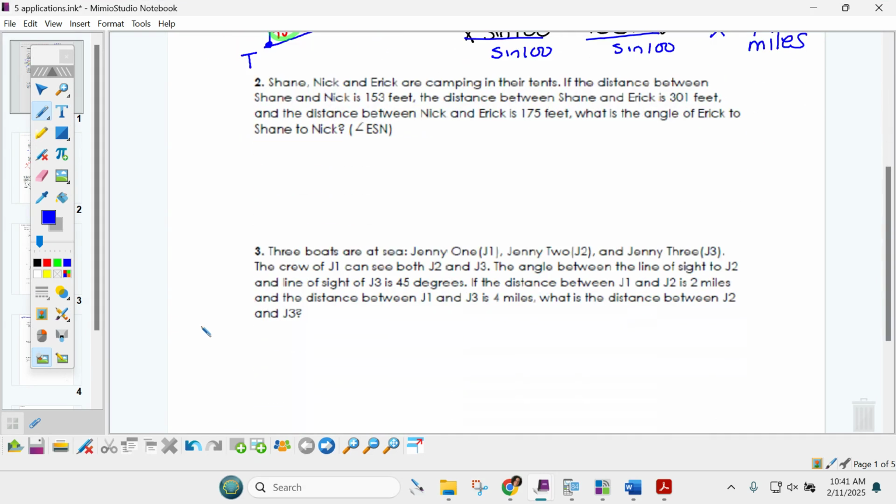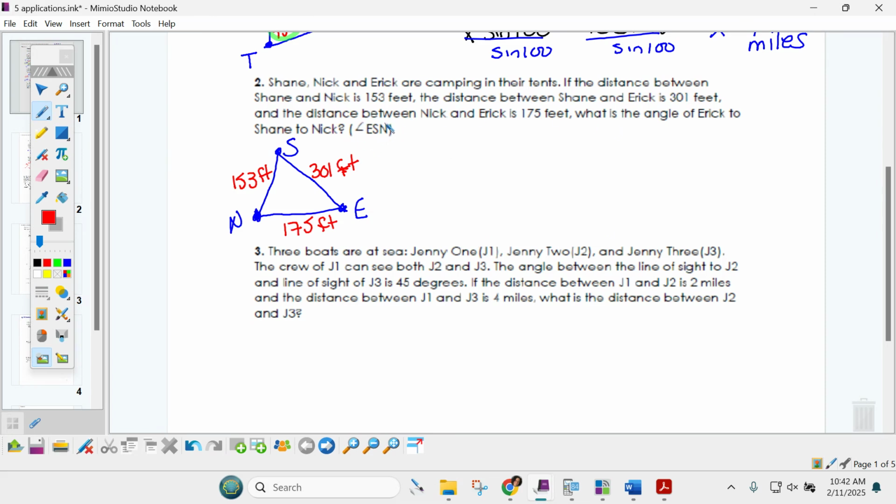Okay, pause the video again and try number 2. Shane, Nick, and Eric are camping in their tents. So I got Shane, Nick, and Eric. The distance between Shane and Nick is 153 feet. The distance between Shane and Eric is 301 feet. And the distance between Nick and Eric is 175 feet. What is the angle of Eric to Shane to Nick?